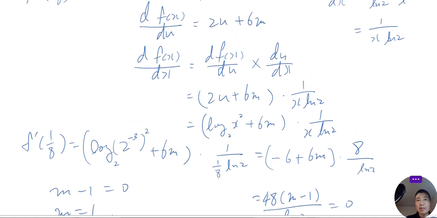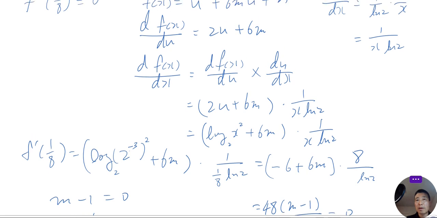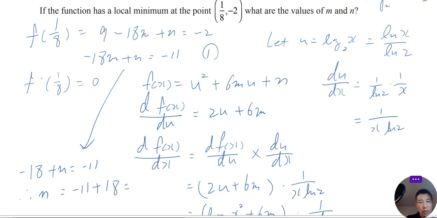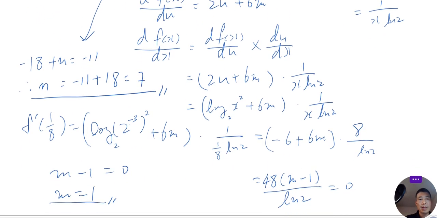So because m is 1, if I plug this into equation number 1, negative 18 plus n equals negative 11. Hence, n equals what? Negative 11 plus 18, which is 7, isn't it? So we found m and n.